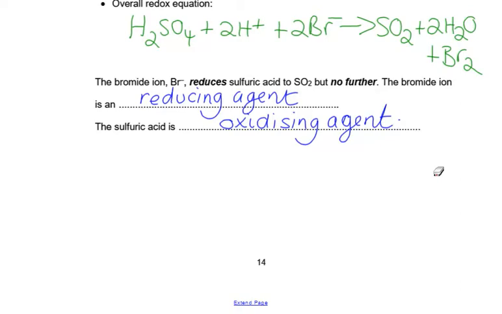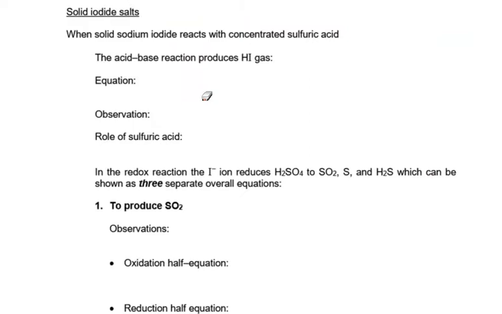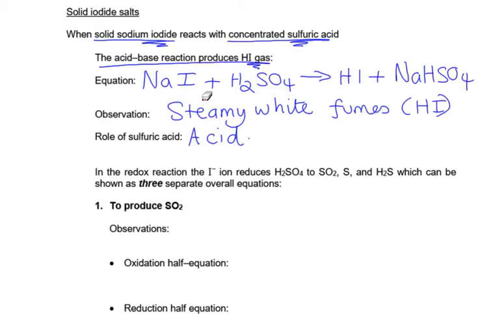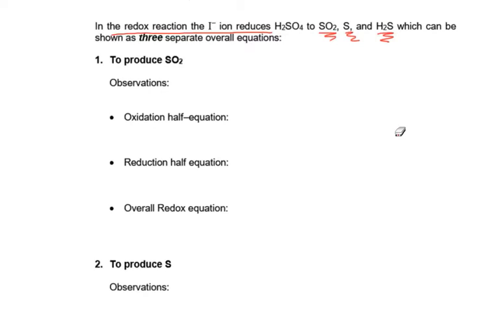This is now for the solid iodide. Remember, the iodide was the one that actually reduced sulfuric acid to all of the 3 different things that we saw. So you can again fill in the observations and the half equations. The acid-base reaction occurs first, giving you steamy white fumes of your hydrogen iodide. With the solid iodide, the sulfuric acid is reduced to 3 different products, so you get SO2, the sulfur and the H2S, so you can write equations of observations for all of those.